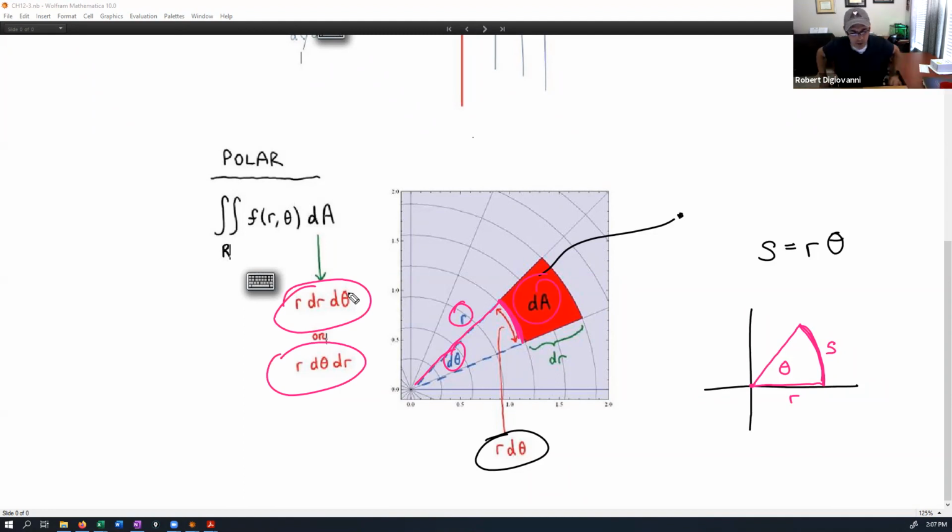So why am I showing you this? Because if you're going to be doing a double integral in polar coordinates, you don't have dx dy like we did with Cartesian. What you have is either r dr d theta or you have r d theta dr. It's one of these two. And so the next note is very important.